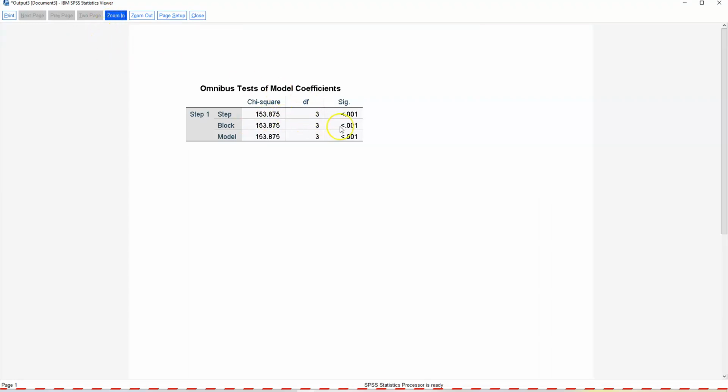We can see right here that there is a significant chi-square and the degree of freedom, and that was tested against the actual null to show that it's significantly stronger than the actual null.